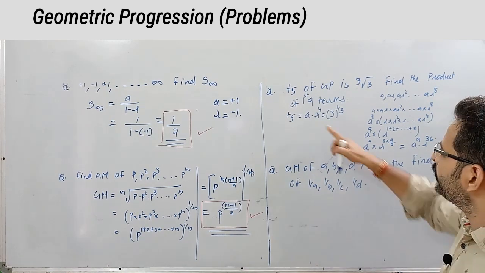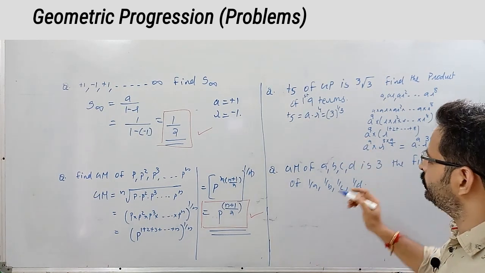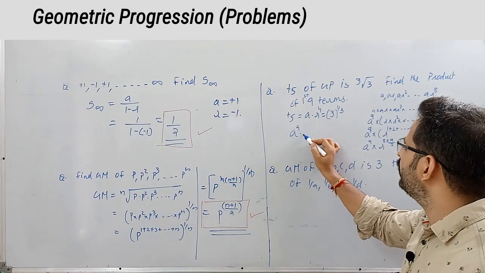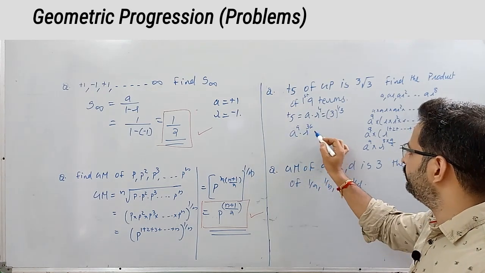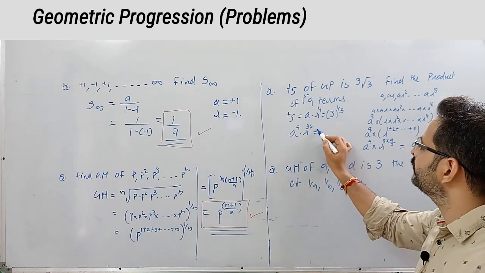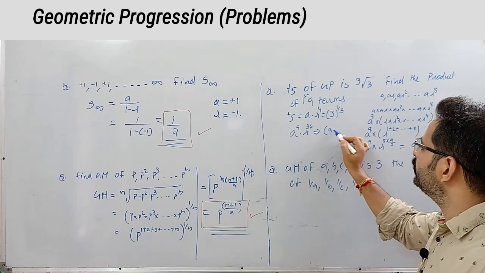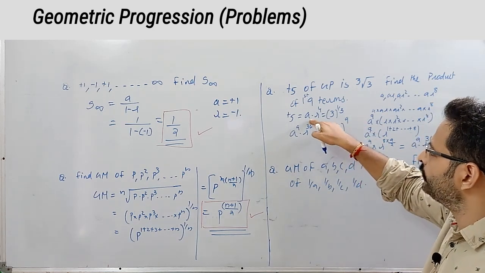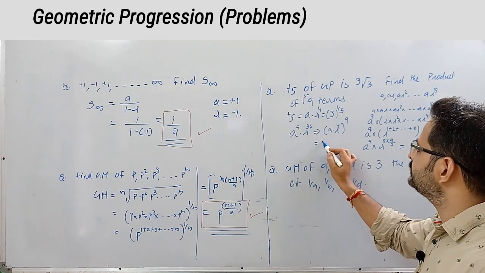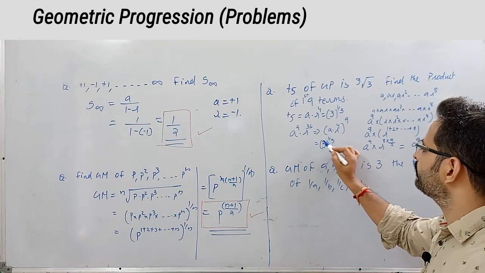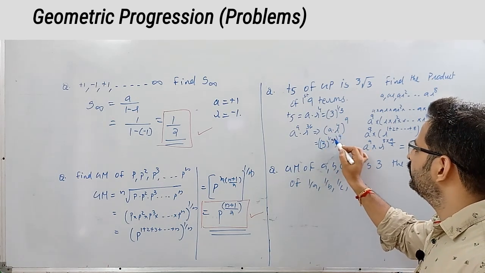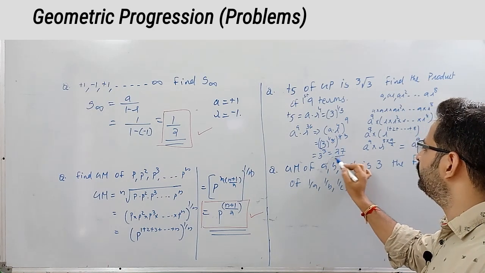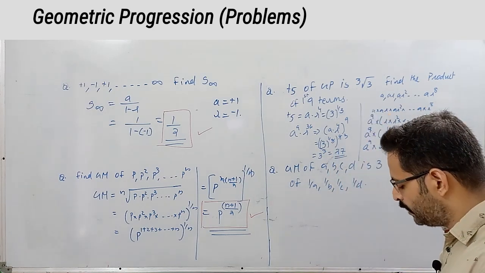Okay, so we already know A into R raised to 4. Now consider A raised to 9 into R raised to 36, which can be written as (A into R raised to 4) the whole raised to 9. We already know the value of A into R raised to 4, that means (3 raised to 1 by 3) the whole raised to 9. That means 3 cubed, equal to 27, will be the answer. 27.